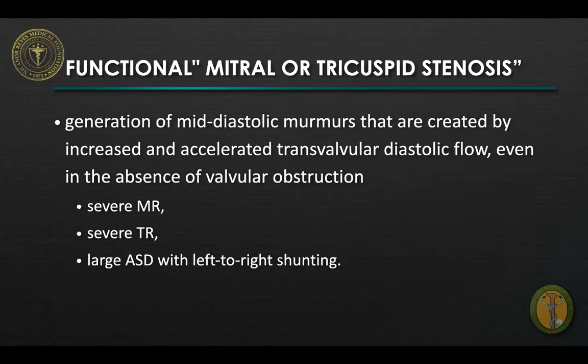We can also have functional mitral or tricuspid stenosis. This is the generation of mid-diastolic murmurs that are created by increased and accelerated transvalvular diastolic flow, even in the absence of valvular obstruction. So this can be seen in severe mitral regurgitation, severe tricuspid regurgitation, or a large atrial septal defect with left to right shunting.